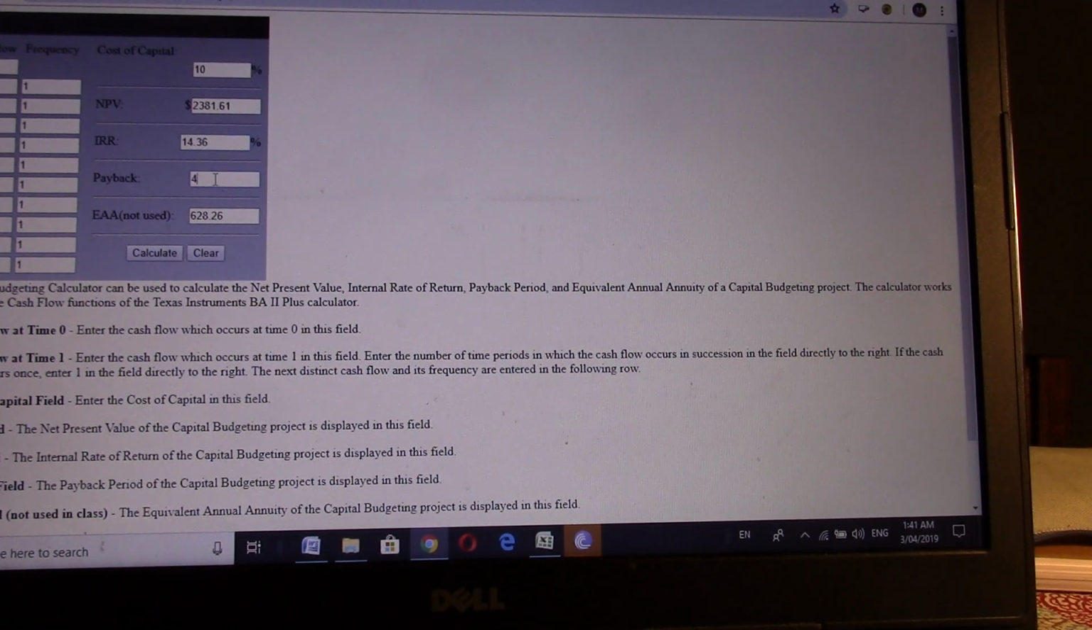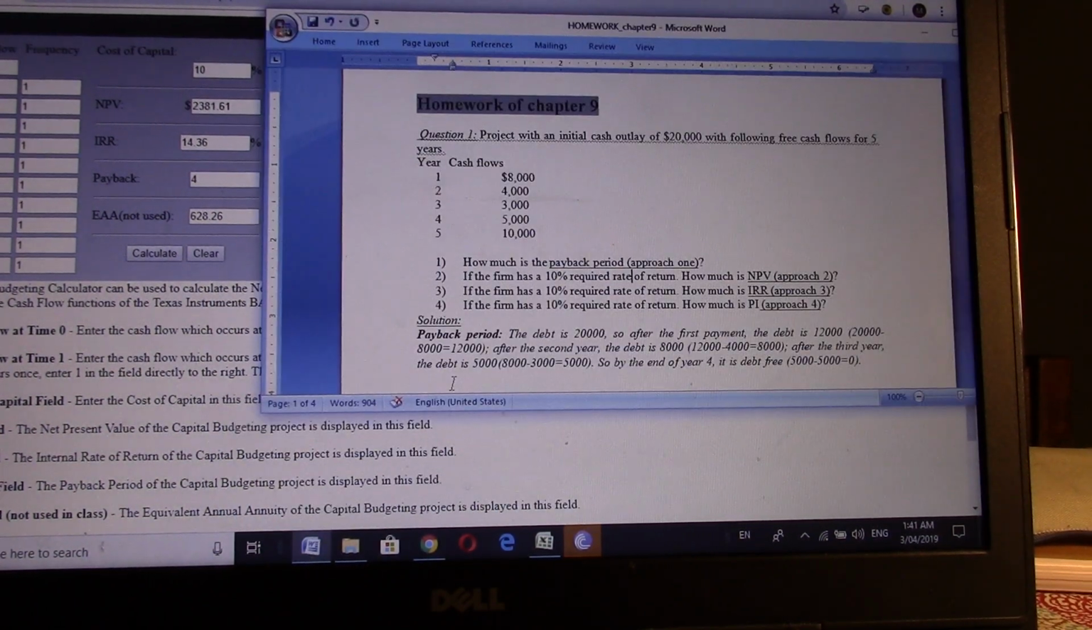So the payback period is 4 years. For the payback period, you simply use negative $20,000 and add 8,000, add 3,000, add 4,000, add 5,000, until the cost is completely covered. By the end of year 4, if you add them up, your cost of $20,000 will be completely covered from your year 1 cash flow to year 4 cash flow. So the payback period is 4. I wrote down here some details for the payback period.